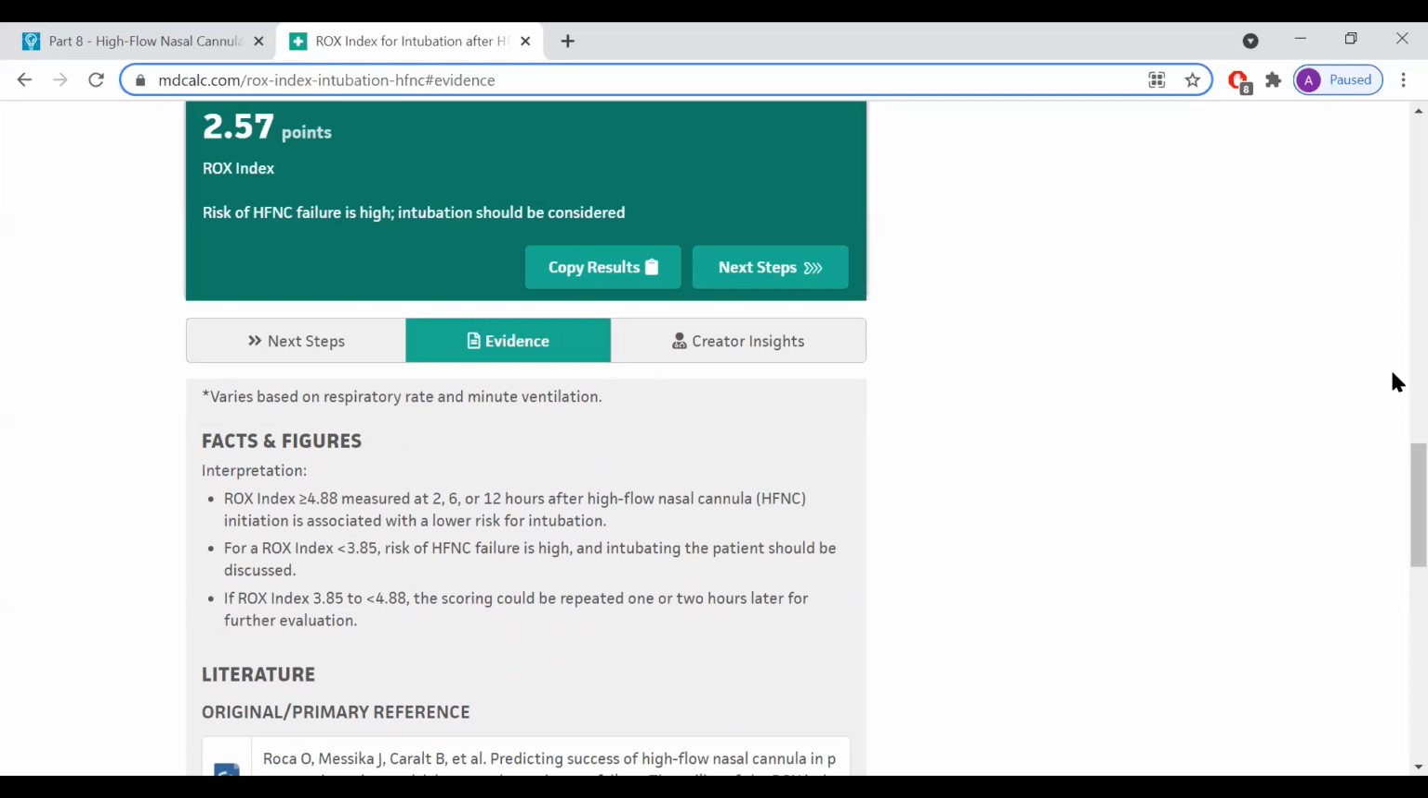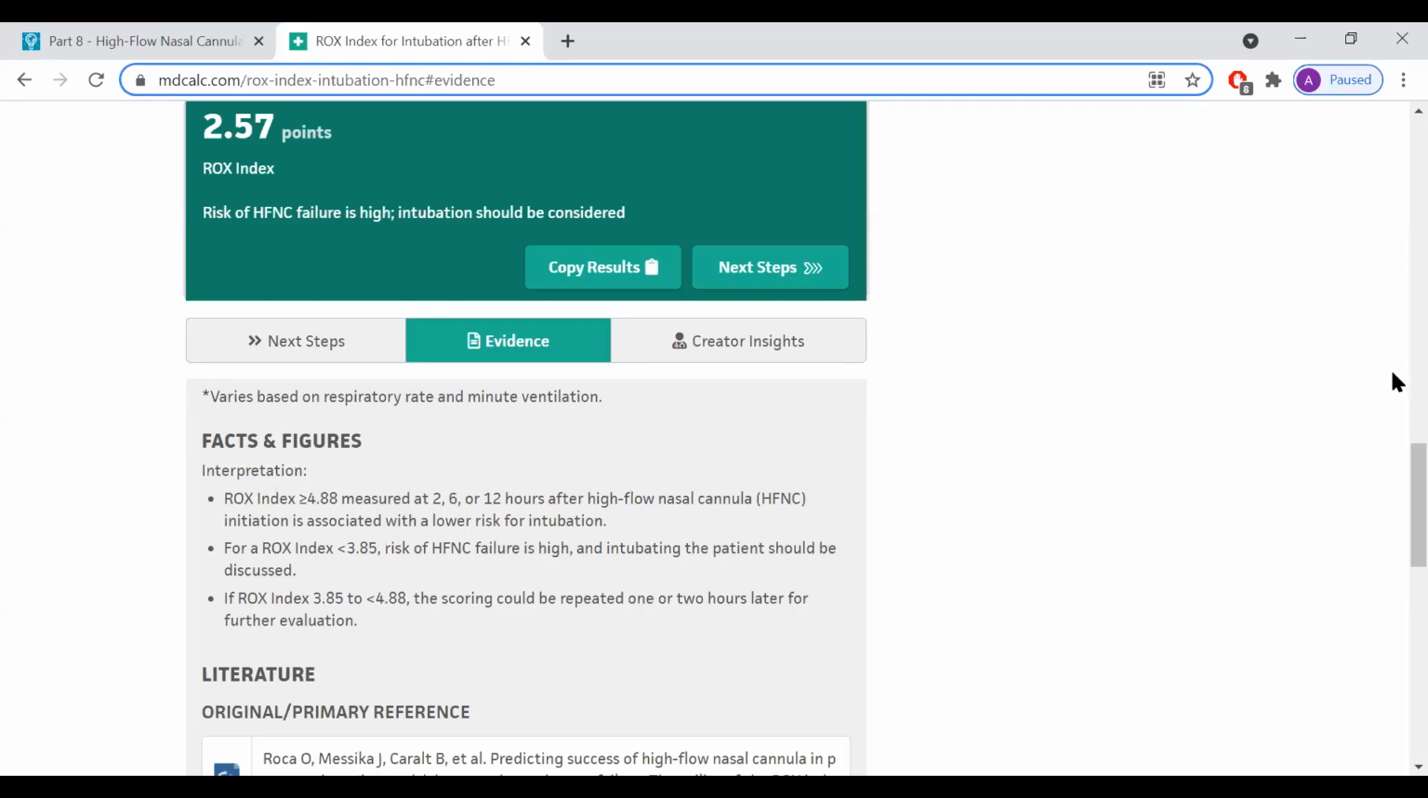So ROX index greater or equal to 4.88 measured at 2 hours, 6 and 12 hours after high flow is associated with lower risk for intubation. So this is the number you're looking for. Once you start high flow, you will measure ROX index after 2 hours, at 6 and 12. And then you decide if the risk of intubation is getting higher or not.